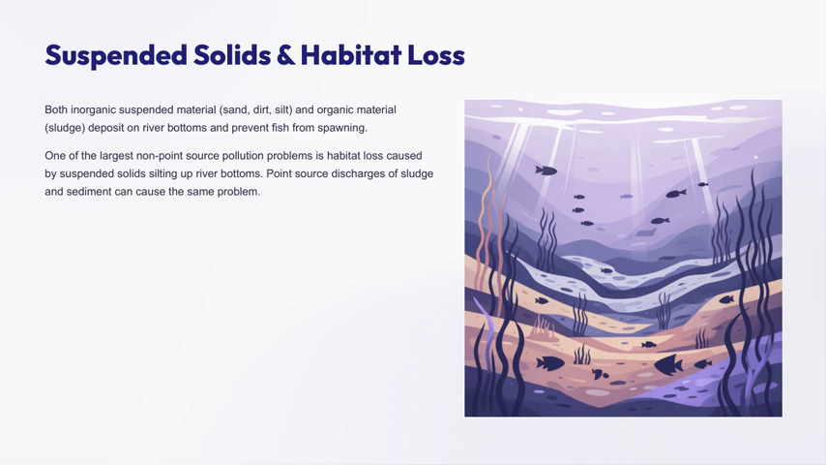One of the most significant non-point source pollution issues we face is habitat loss caused by these suspended solids silting up the river bottoms. Non-point sources are diffuse, like runoff from fields or urban areas, which carry these sediments into our waterways. But it's also important to remember that point source discharges, say from a sewage treatment plant or industrial facility, can contribute to this problem as well. Overall, this silting impacts the health of aquatic ecosystems and highlights how various pollution sources can lead to habitat degradation, threatening the very survival of fish populations and the overall biodiversity in our rivers.